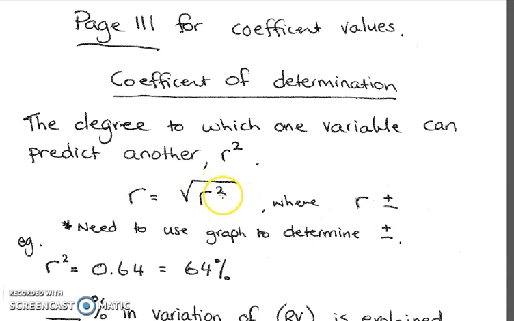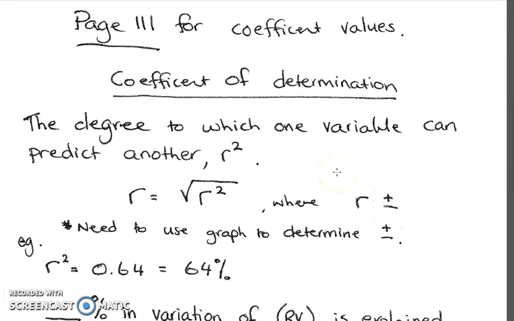When you are going from your R squared back to your R, we square root our R squared value. Whenever you square root a number, the answer is either positive or negative. So if you've got an R squared value and it's asking to calculate your R, square root the value, but make sure you say that it's either positive or negative.